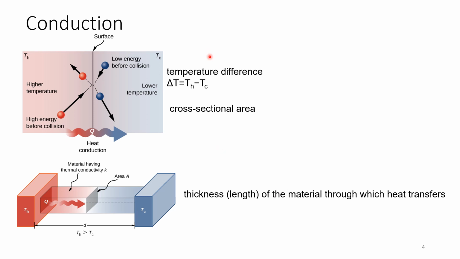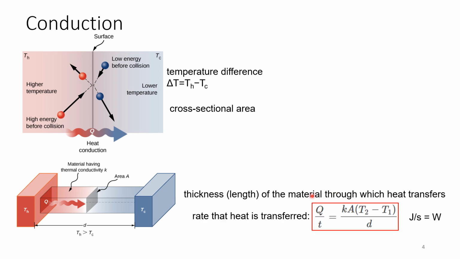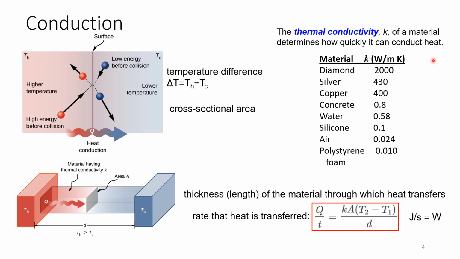If we consider all these three factors, the rate of conductive heat transfer through a material can be expressed as kA(T2 minus T1)/d, where k is the thermal conductivity of a material, which determines how quickly it can conduct heat. T2 minus T1 is the temperature difference. A is the cross-sectional area or surface area. d is the distance or thickness of the material.